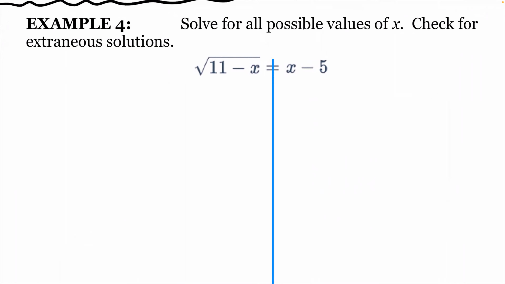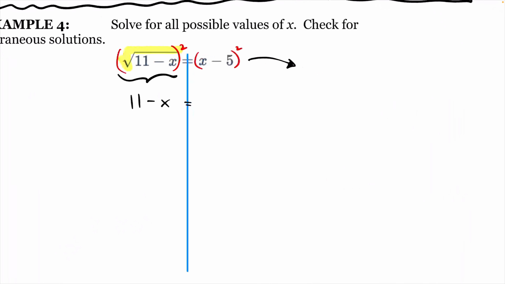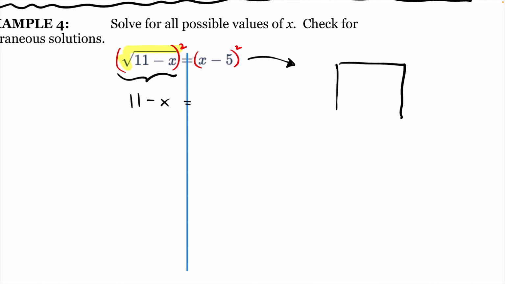Oh, where's the root? There's the square root. Okay. Isolate, well, the only thing on the left side is the square root of 11 minus x. So step 1's already done. Step 2, get rid of the square root. Okay, so one side is going to be 11 minus x. The other side, I need to do a multiplication box. Let's see, x minus 5 and x minus 5.